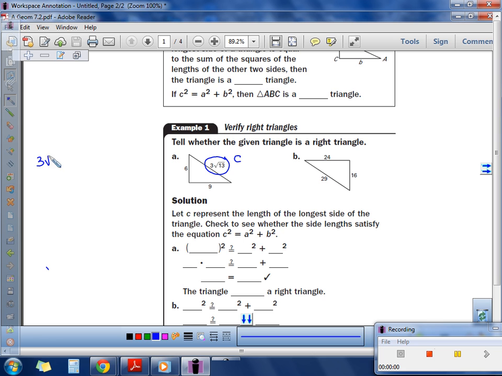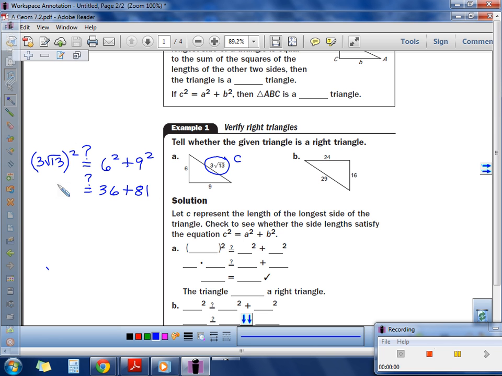We have 3 square root of 13. And remember, we're squaring this whole term. We don't know if it's equal to, so I'm going to put a question mark over top of that. And then we have the other two legs, 6 squared and 9 squared. This right side is really easy to simplify. 6 squared is 36, 9 squared is 81.